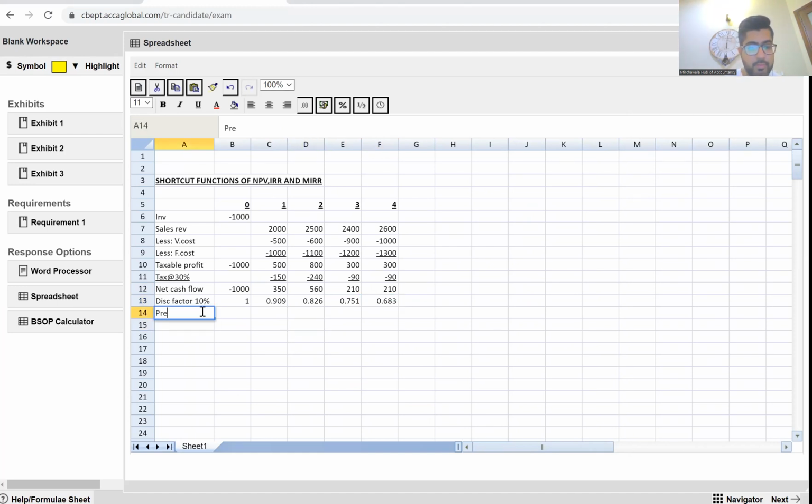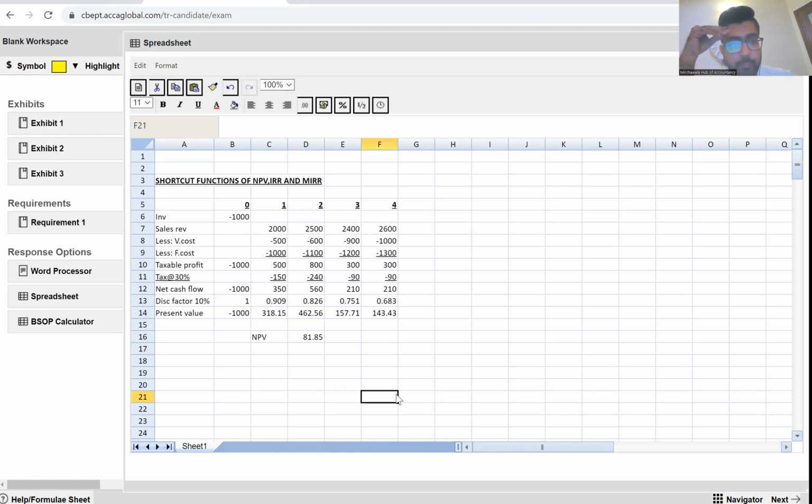Okay. Net cash flows into discount factor gives you present value. So it's B12 into discount factor, B13 present value, and no need to work on again and again, just drag it. And once you get the present values, you net them all to get NPV. So for NPV, we will net them all, sum of all present values. So it's B14 till F14. You get NPV 81.85 positive.